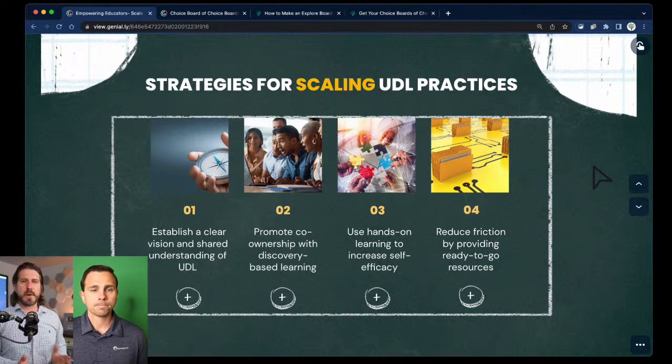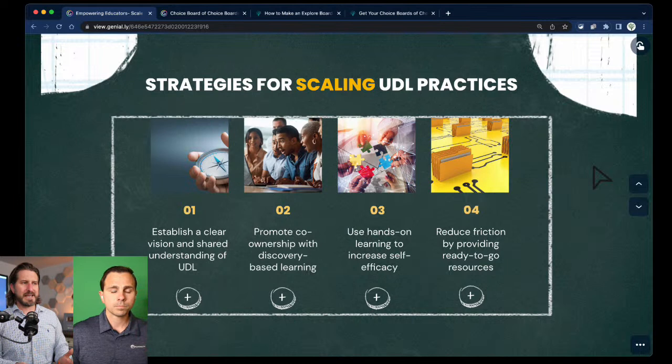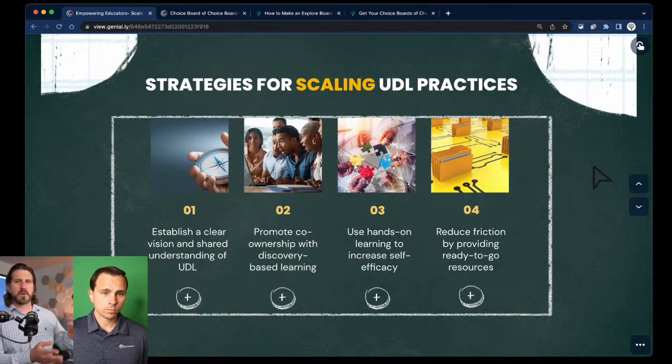And another way we can reduce friction is by providing ready-to-go resources. So oftentimes I think in PD, there can be an inclination to deliver a lot of information, but then still put a lot of onus on the teacher to have to make materials and go out and connect a lot of dots. So one way that you can reduce any kind of resistance to adopting the practice is to just provide people with some templates and ready-to-go resources to make it as easy as possible.